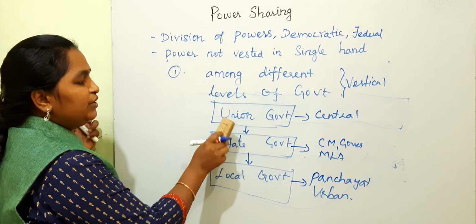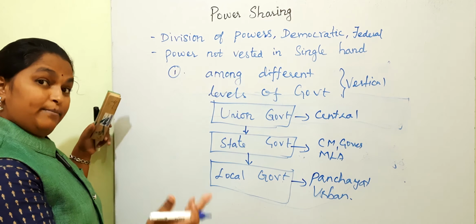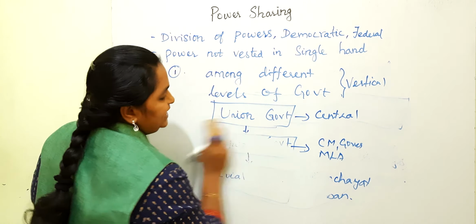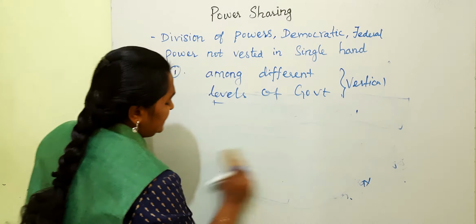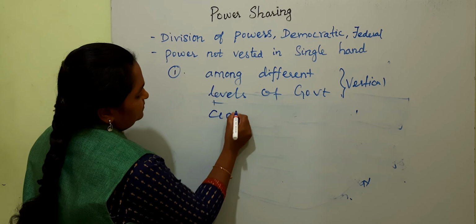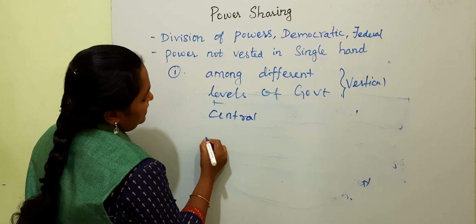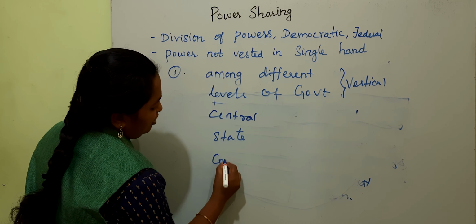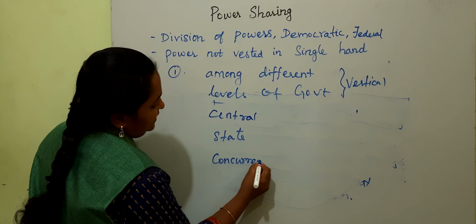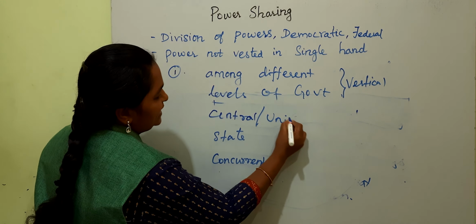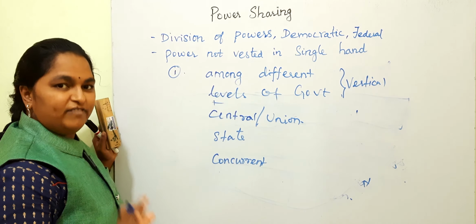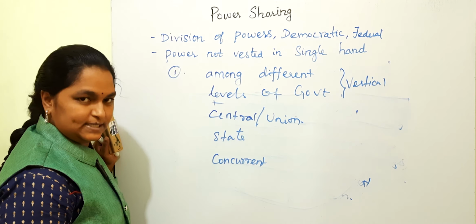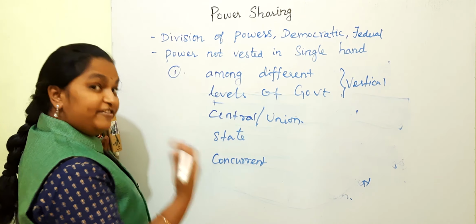Here I told you how the union government can make a law. We have three types of list: the central list, also known as the union list, the state list, and finally the concurrent list. So we have three types of list. In this list we have more titles and topics. For example, defense relevant.